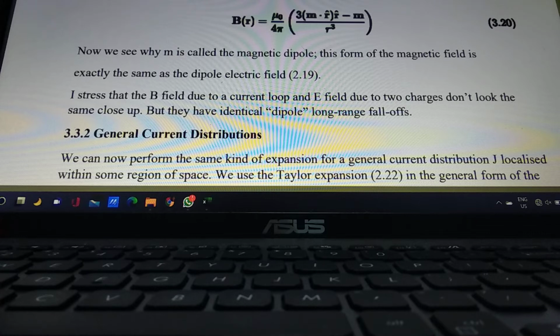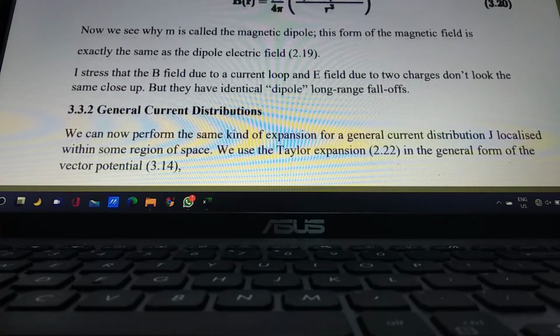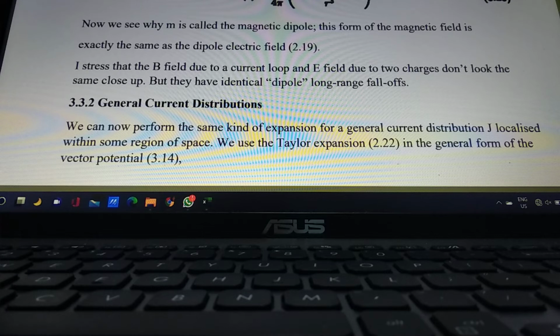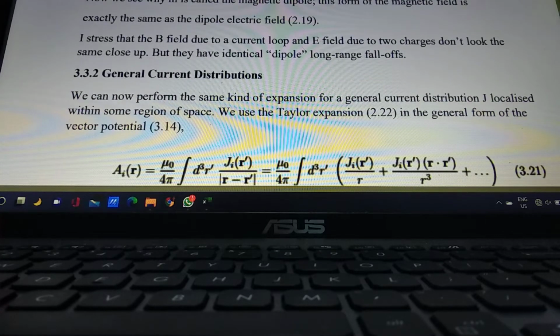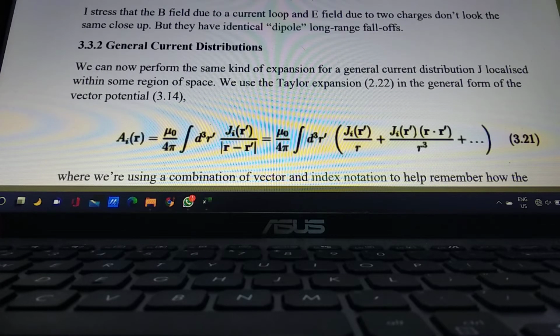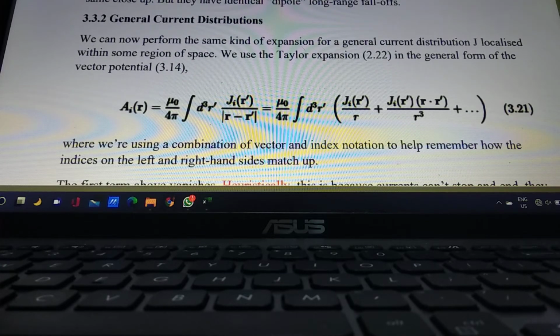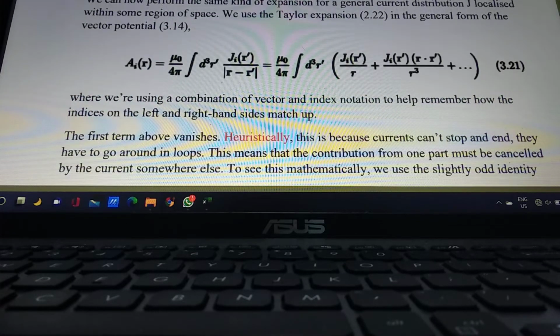Now we see why m is called the magnetic dipole. This form of the magnetic field is actually the same as the dipole electric field. I stress that the B field due to a current loop and the E field due to two charges don't look the same close up, but the long-range dipole fall-off is identical.